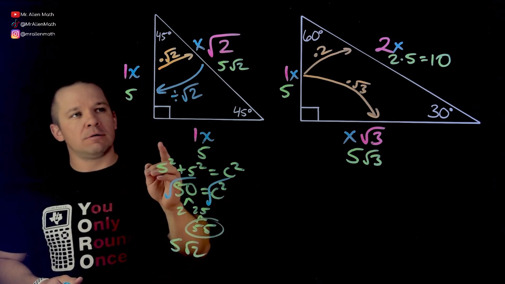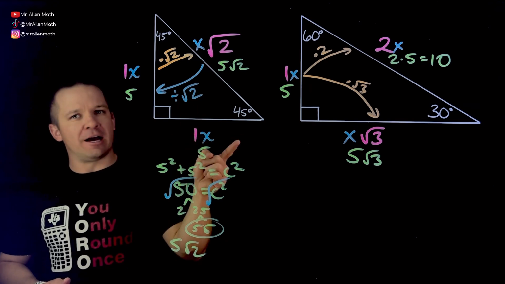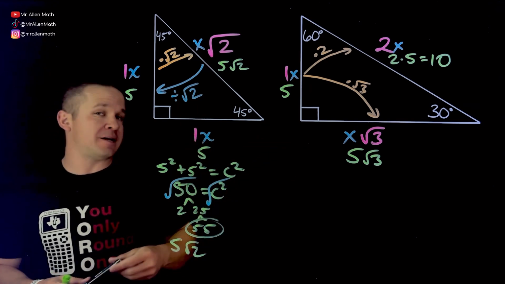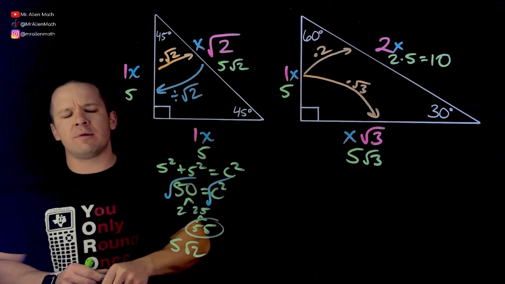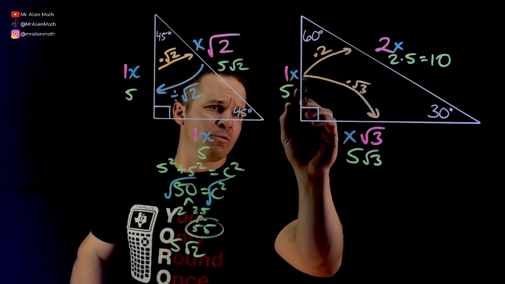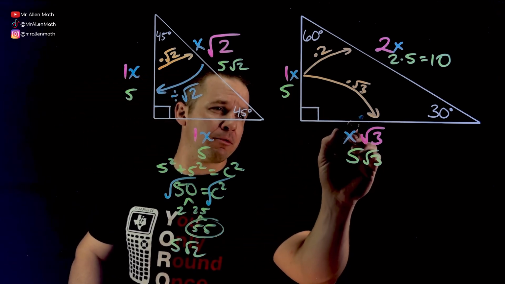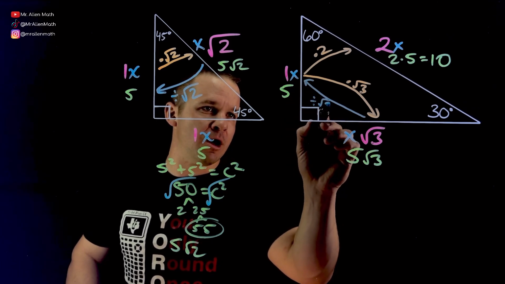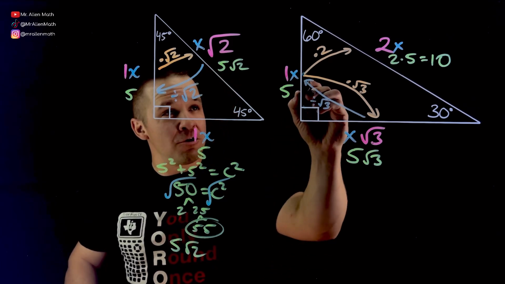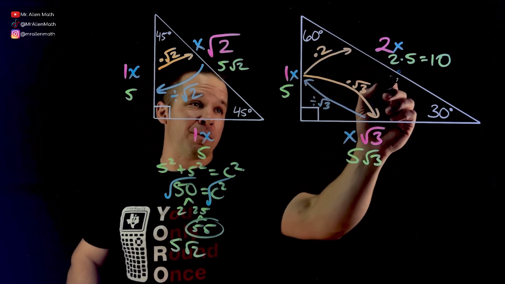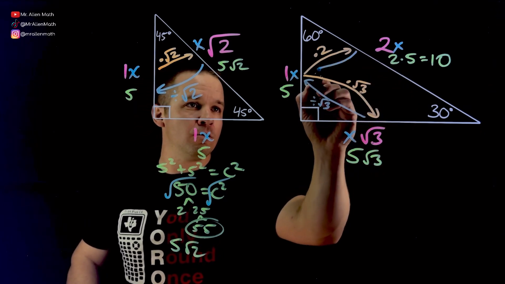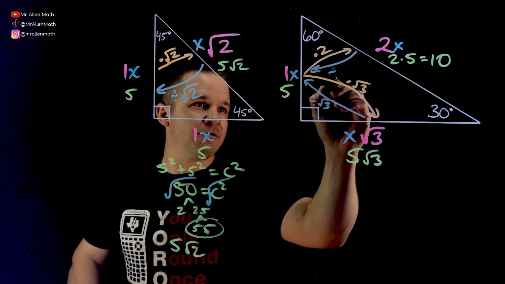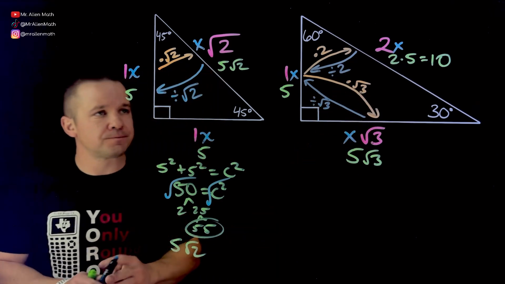But what about if I have the long side, or if I have the medium-sized side, the root 3 side? What do I do then? Well, if I wanted to go from here to here, I would multiply by root 3. To go back the other way, I would divide by the square root of 3. And to go from the short side to the longest, I multiply by 2. To go back, I would divide by 2.